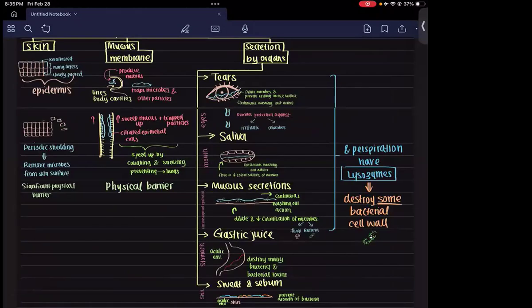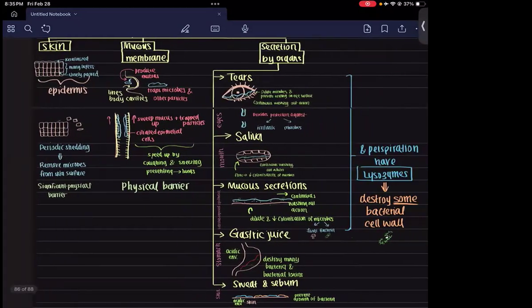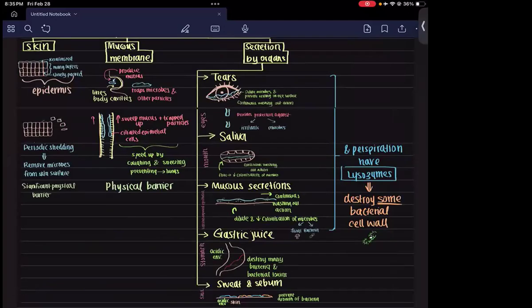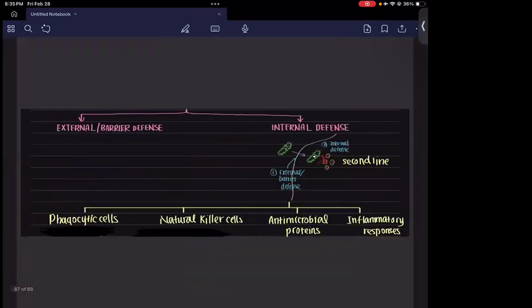Let's start it now. I will be putting on the timer. I guess 20 minutes would be enough to write it. You have to explain the external or barrier defense in innate immunity. You will have to explain the skin, the mucous membrane, and the secretions by organs. You have to explain all of them, and all these points should be included in the essay. I don't think we'll be able to write about internal defense anyway, because we haven't completed inflammatory response. Let me start the timer.